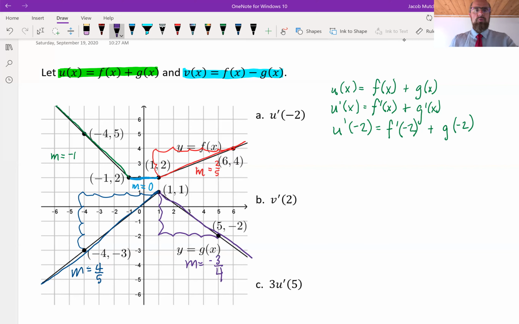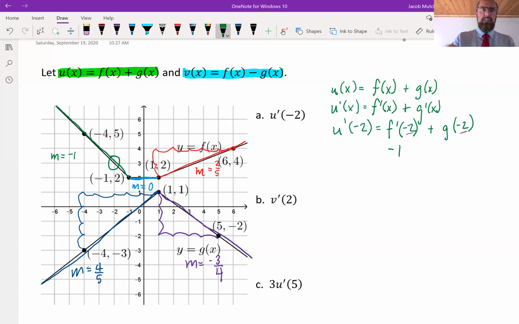We'll use those slopes because that tells me the derivative of that function within that particular interval of x where that piece is the definition of the function. So I need to find the x value of -2. On the f function, -2 is right here, so that's the slope of -1. I'll plug that in: the derivative of f at -2 is -1.